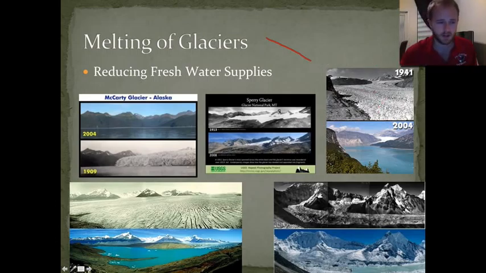So if you look here, we've got a couple different examples, like the McCarty Glacier in Alaska. You see it from 1909 to 2004, completely gone. Also, the Sperry Glacier, you can see it up here in 1913, now in 2008, completely gone. And a couple other examples here in 1941, not really sure where this is, but that glacier has receded dramatically as well. Another one here, completely frozen, not so much anymore, liquid here. And once again, this is another drastic effect of melting of glaciers.